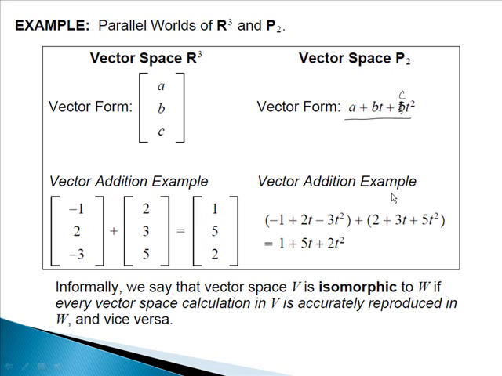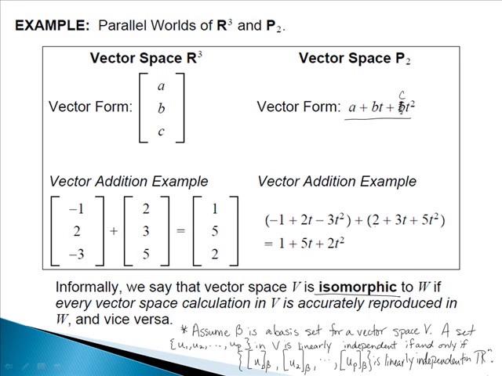Similarly, if we're adding vectors in P2, we're adding like terms of polynomials that have the highest exponent of 2. So I add the constant terms, I add the t terms, I add the t squared terms, and I produce another vector in P2. So informally, we say that vector space V is isomorphic to W if every vector space calculation in V is accurately reproduced in W and vice versa.